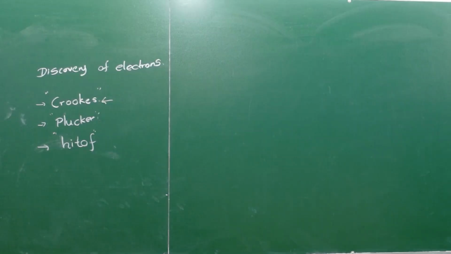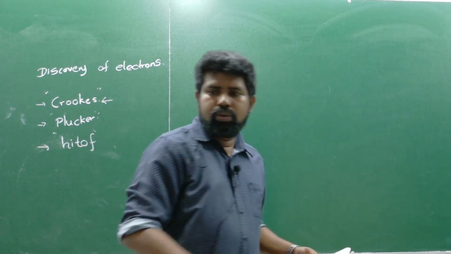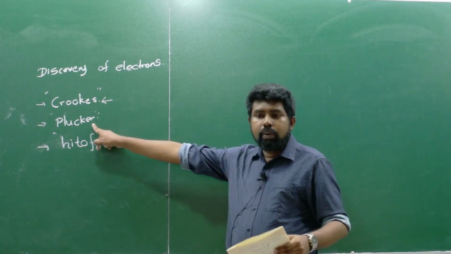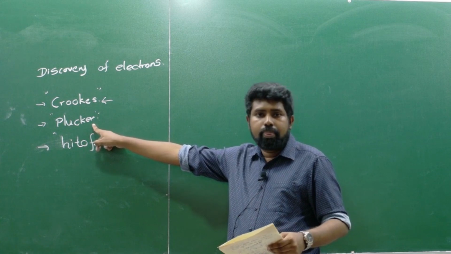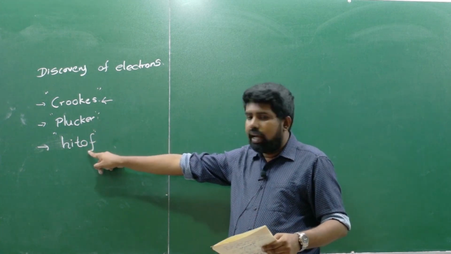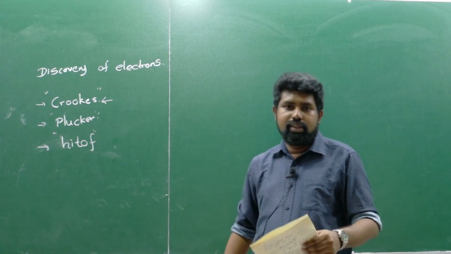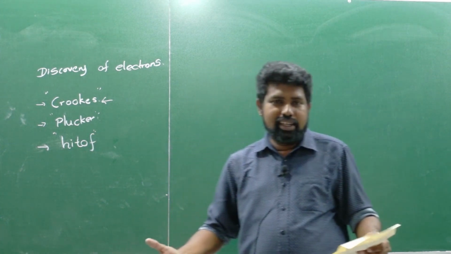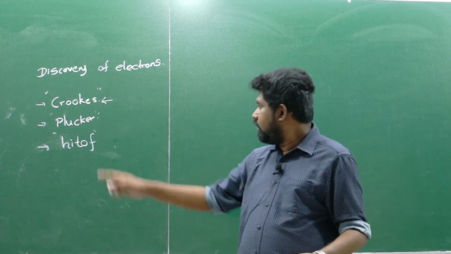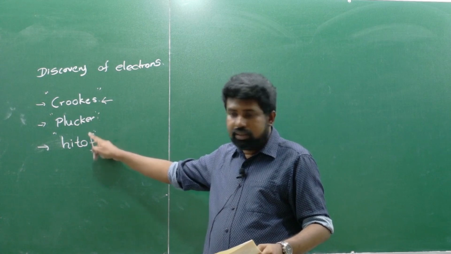Write down the note. Scientists. Write the names within inverted commas. You can write it in red pen or another pen. Crookes, Pluker, and Hitov. They are some weird names, by the way. Okay, Crookes, Pluker, and Hitov.